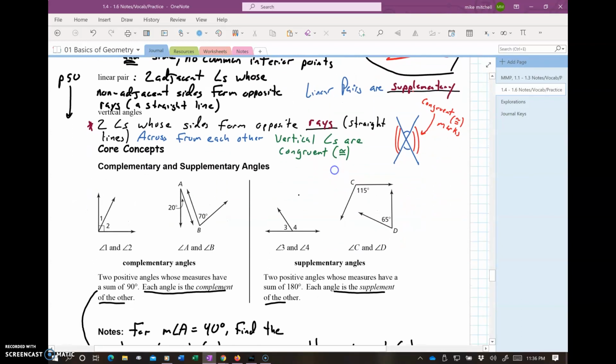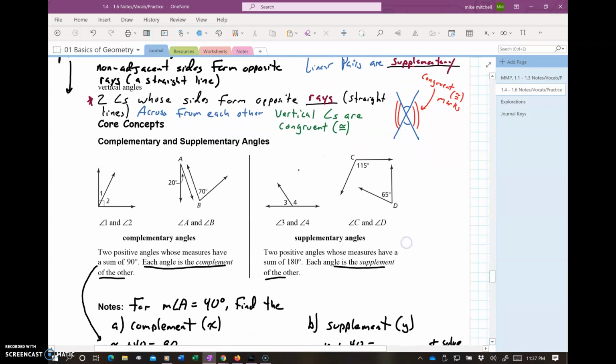Core concepts. And these are definitely core concepts. These are things you have to get down. We use these extensively throughout the year. I'm doing hand motions as I speak, which you can't see, to emphasize that point.